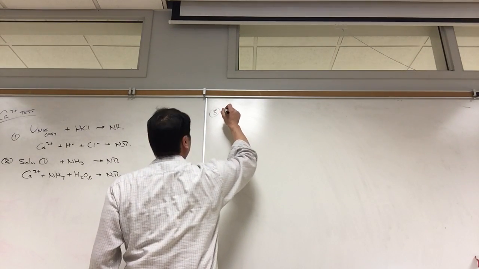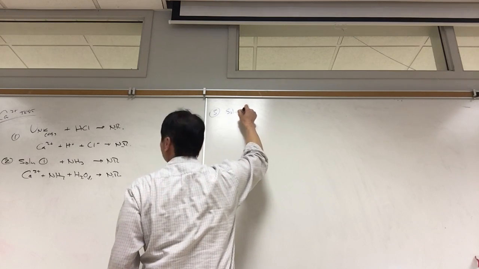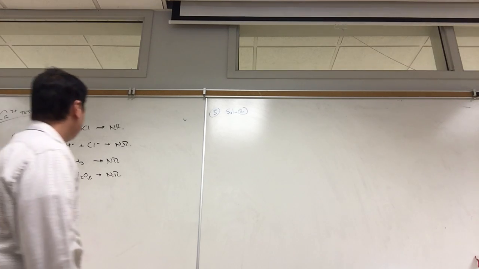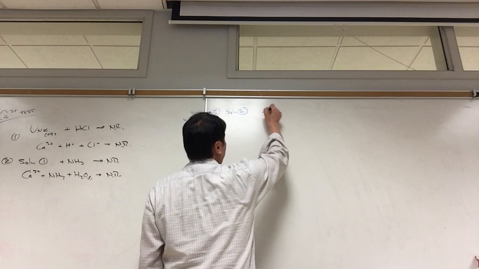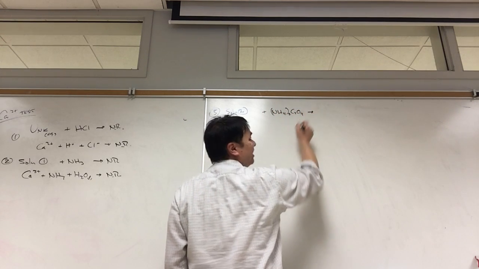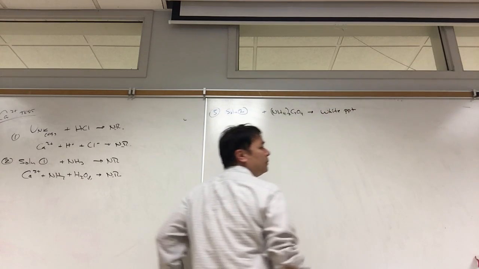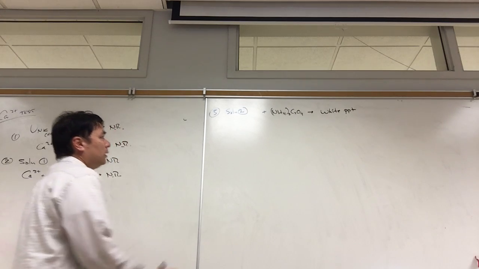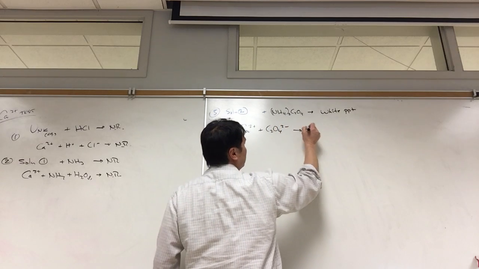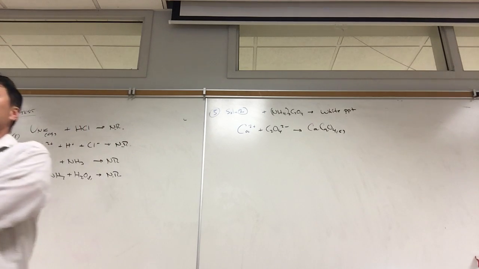And then 3, I'll take this solution 2 and then add what to it? Ammonium oxalate? And we should get a white PPT for this. That is calcium ions combining with oxalate ions, and this results in a precipitated calcium oxalate solid. It's a metathesis reaction.